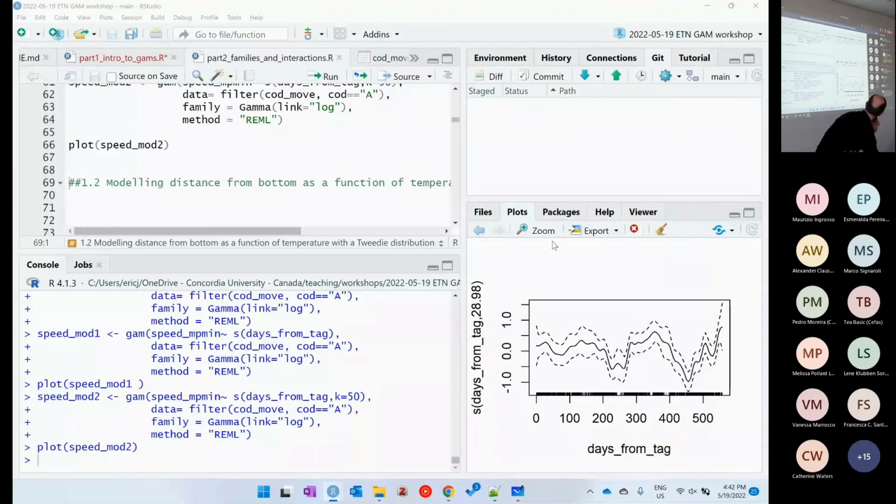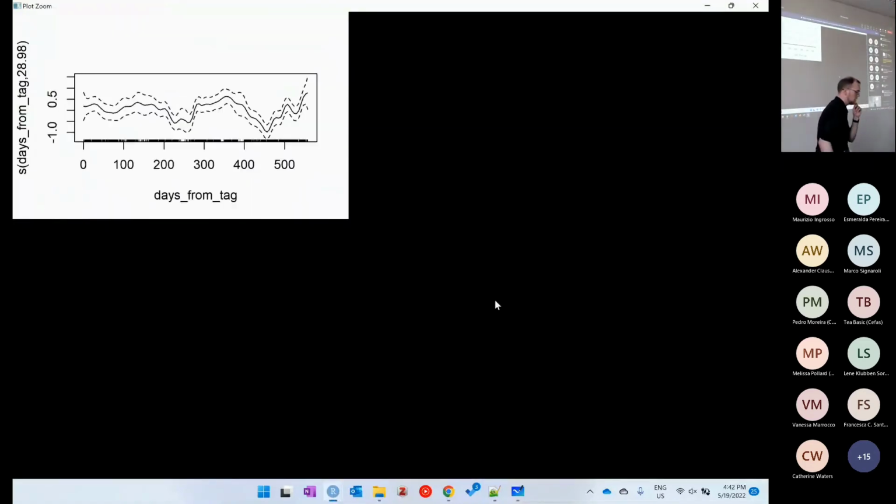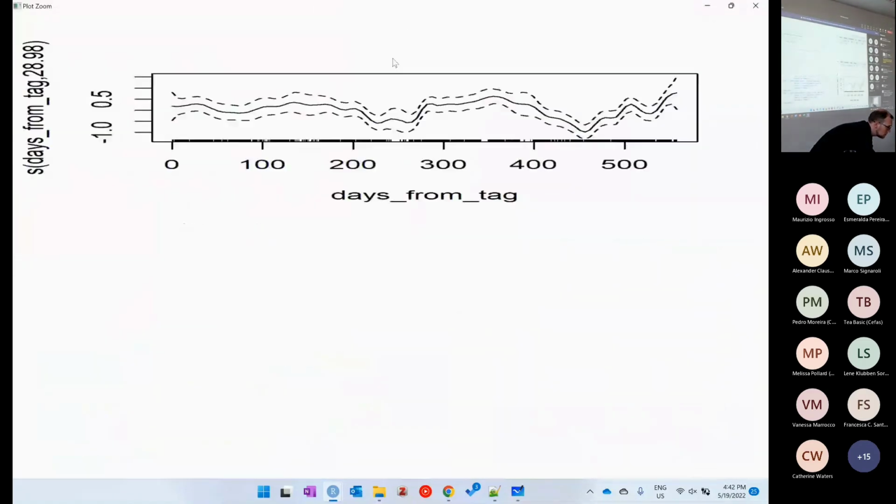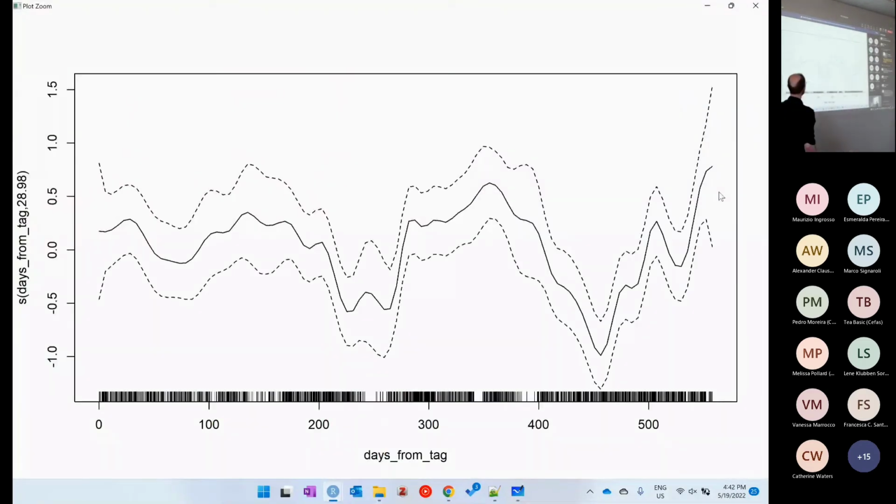You'll still see that same basic curvy shape. We're now seeing much more, let's see if we can fix this issue. There we go. Yeah, you're seeing much more weekly variation.